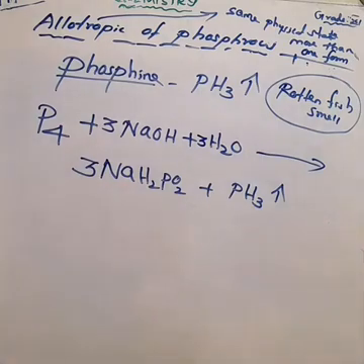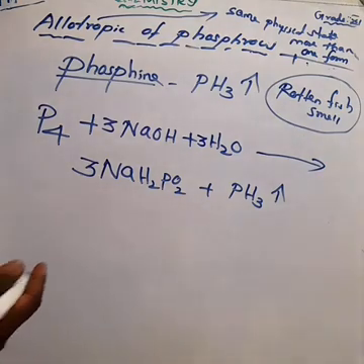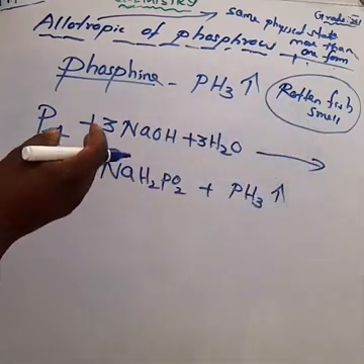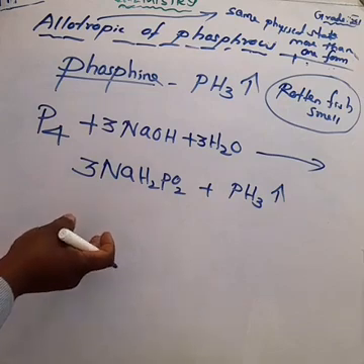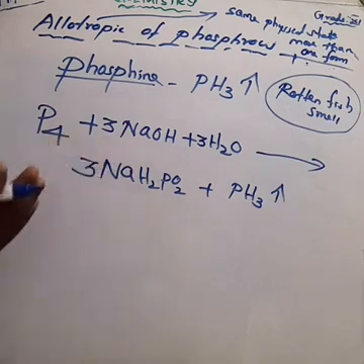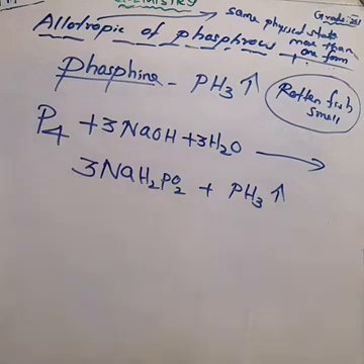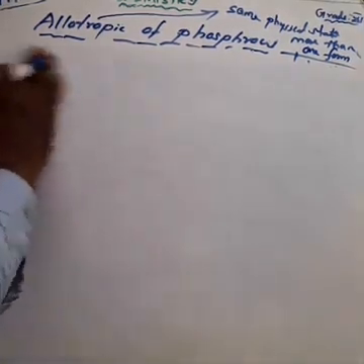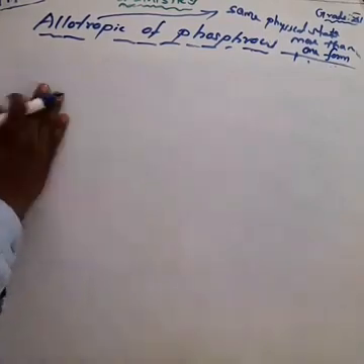Phosphine also forms a dihydride, that is P2H4, when it is passed through a freezing mixture. The dihydride contains the liquid, while white phosphorus does not. Now we learn about the preparation of phosphine, that is, the lab preparation.